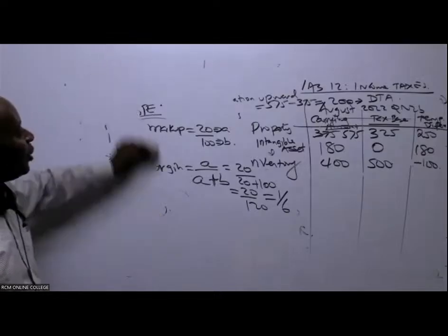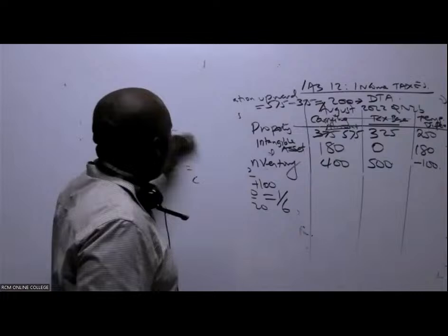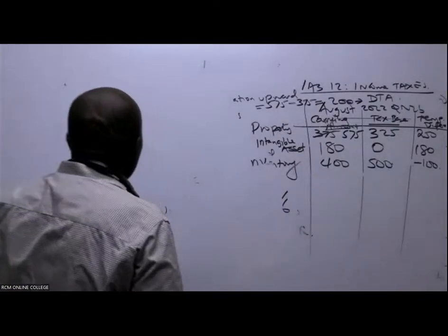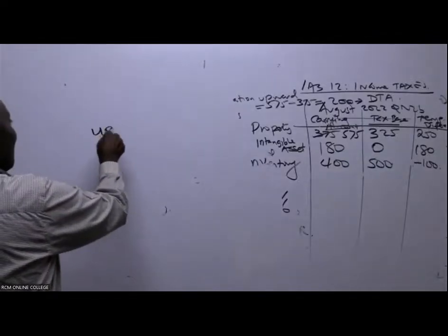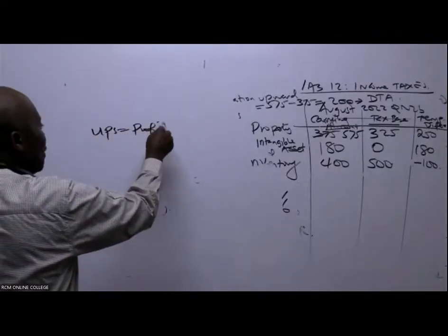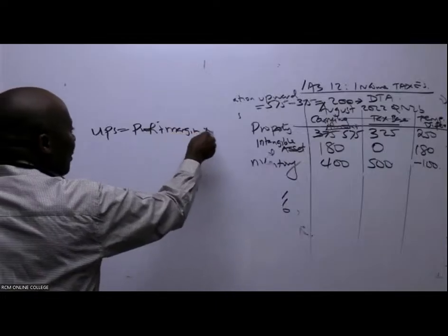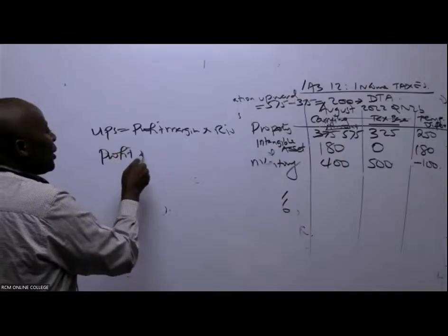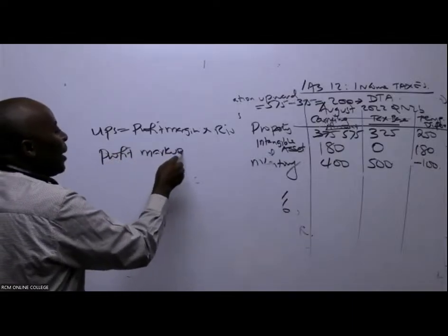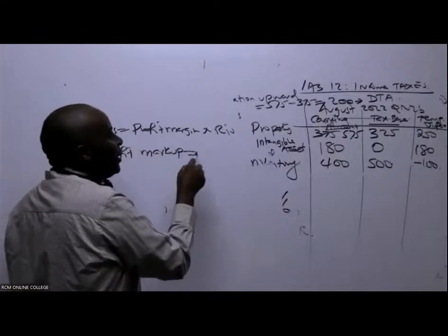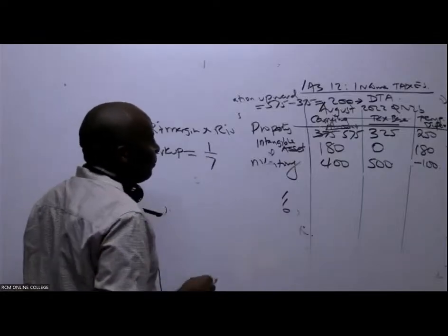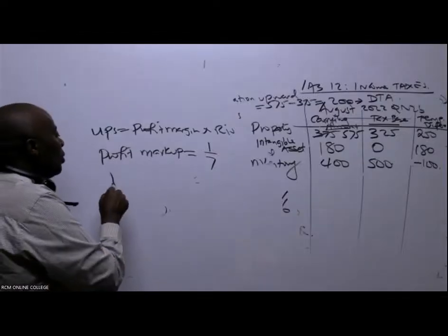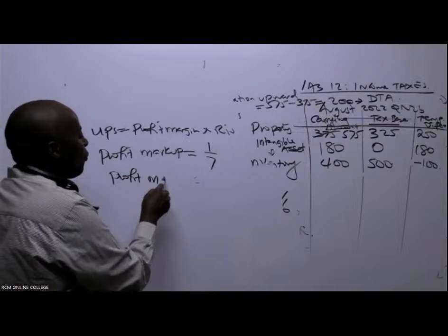Because what will happen, ladies and gentlemen, is this. You will get a situation where we are saying here that our formula is profit margin, not profit markup, times risk. But now you go to a question where somebody, instead of giving you profit margin, gives you profit markup. He tells you profit markup is 1/7. So you know if it's 1/7, then at the end of the day, you will have to come here and give us profit margin.